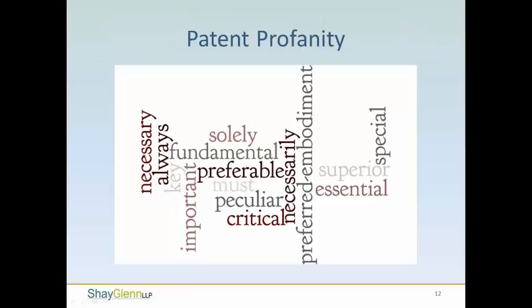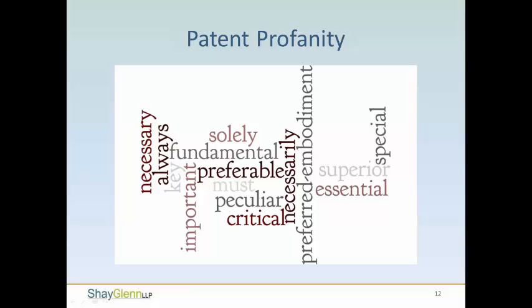So there are a number of other words besides necessary that are considered patent profanity that can trip you up, and they're shown here. You can see that if you use the word always, solely, fundamental, preferable, key, important, must, peculiar, critical, necessarily, preferred embodiment, superior, essential, or special, words like this that really highlight an element when you're talking about it in the description can be too strong and cause you problems, where if you use this type of patent profanity, these elements, when described that way, can end up in your claims when you don't want them there.